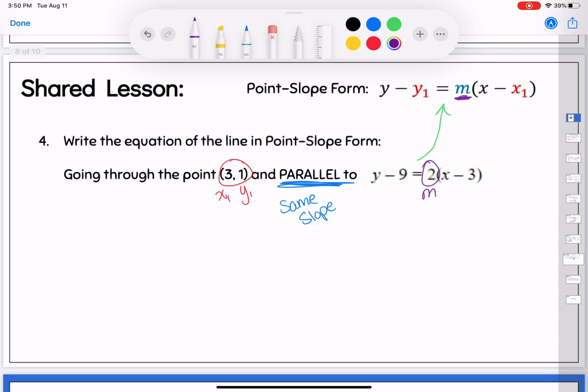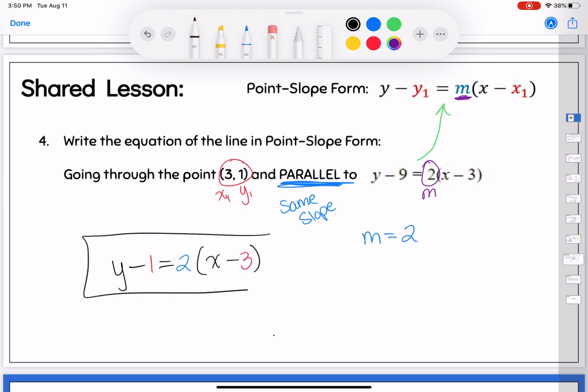I don't care about the rest of that, right? I needed to go through the point 3, 1. So all I know is that my slope is going to be the same as that slope. So my slope is also going to be 2. But then I ignore that equation completely. That's kind of a common mistake here. I kind of want to use those numbers. Nope, nope, nope. All I do is pull the slope out of that equation and then use the point 3, 1 that I'm given over here. So my equation will be y minus y1 was 1 equals slope was 2 parentheses x minus x1, which was 3.